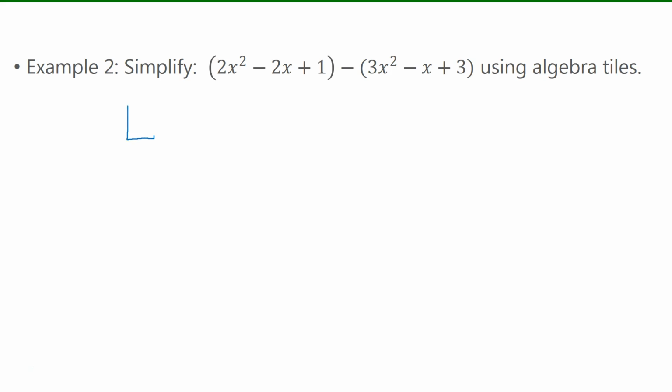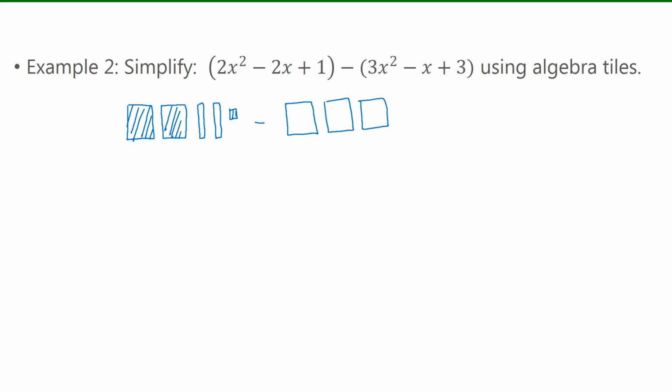So here we have 2x squareds, which are positive, 2 x's, which are negative, and a positive 1 tile. And from that I need to subtract 3 positive x squared tiles, a negative x tile, and 3 positive 1s.